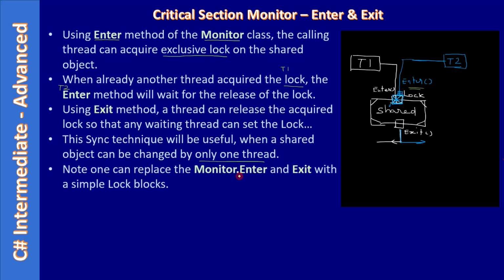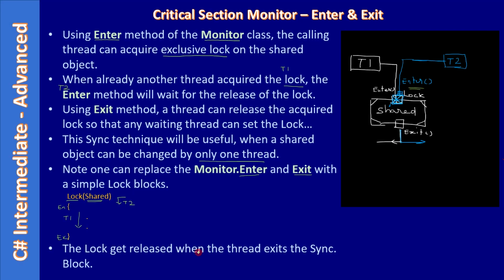So here we are talking about Enter and Exit. We can replace this Monitor.Enter and Exit with a simple lock block. Here you see lock, and this is the shared resource, then here are the curly braces. That means here you will be acquiring the lock, which is equivalent to Enter, and this end is equivalent to Exit. Only one thread can enter inside this block. In this scenario, T1 already entered, and if one more thread comes, T2 will wait for T1 to exit. Once T1 exits, T2 will enter.